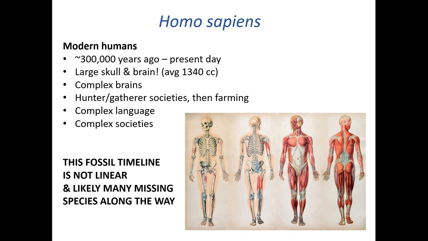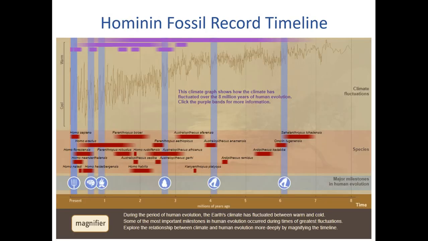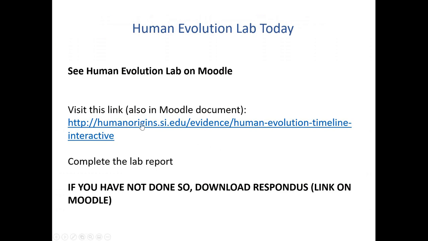Okay, so that's it for today's lecture. These are the fossils that you should know about for the exam. And for today's lab, we're going to look into this hominin fossil record timeline. There's a website that has this really cool interactive timeline that not only shows a bunch of these different genus species within the fossil record, but also shows how these might relate to major changes in the climate over the last 8 million years. So your lab will be basically to visit this link. This is also in the Moodle document that has the instructions, and complete the lab report using this interactive timeline. So it should be pretty straightforward and also kind of interesting and cool to do.